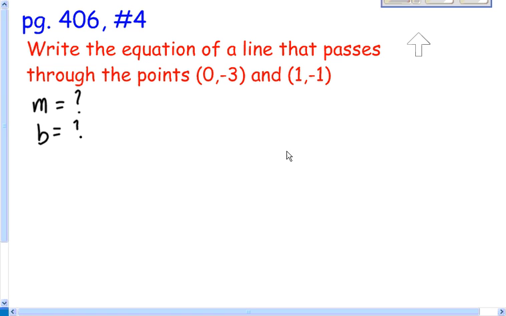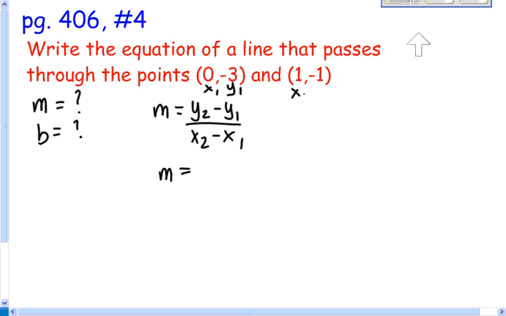So, if this occurs, the first thing you'll want to do is use the 2 points to find the slope. You'll have to go back to your slope formula from earlier in the unit, which says that the difference in the y values over the difference in the x values is equal to the slope, our rise over run. So m equals (y2 minus y1) over (x2 minus x1). In this problem, I'm going to label (0, -3) as (x1, y1), and (1, -1) as (x2, y2).